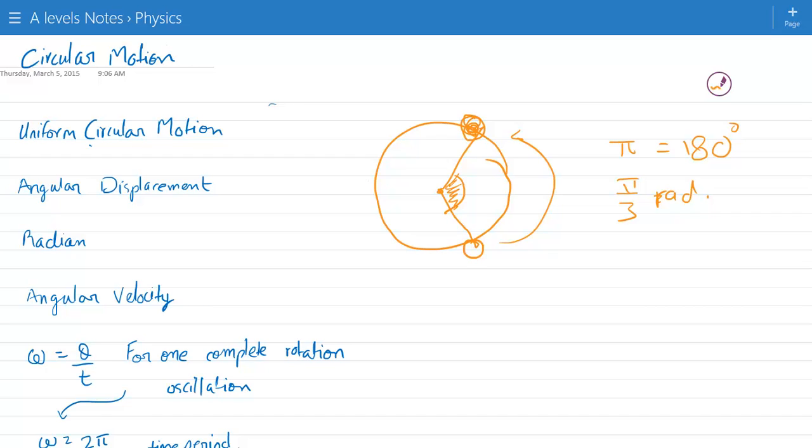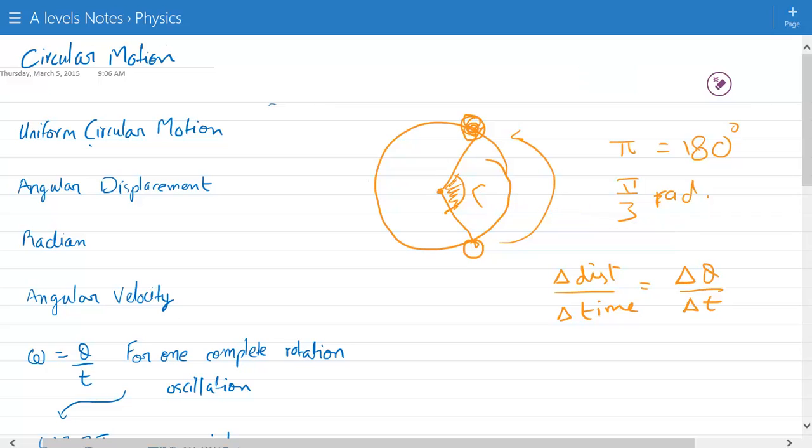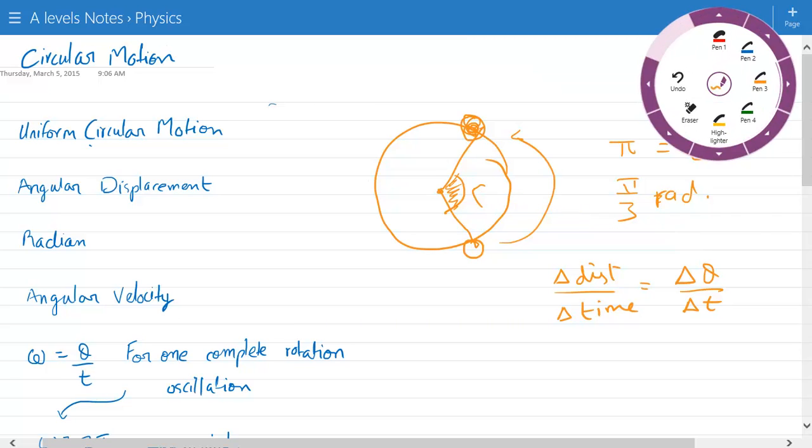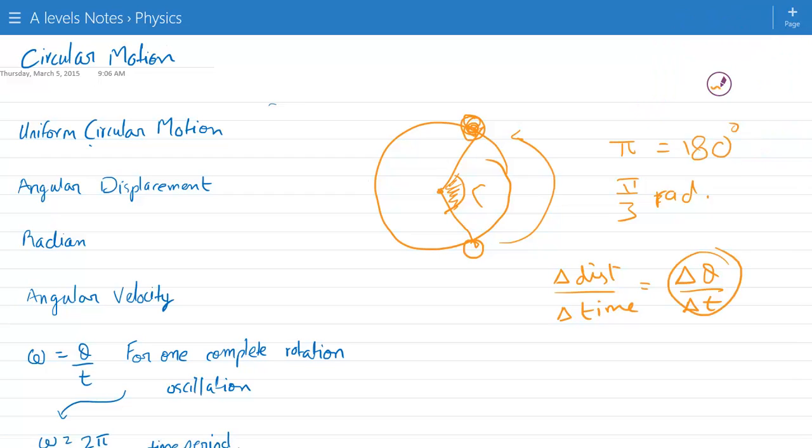Then you have angular velocity. Well, if you consider just normal velocity for a second, normal velocity is the change in distance over the change in time, right? In this case, the only thing that changes is that instead of distance, you have change in theta over change in time. And theta is our trusty little angle here, the angle that is angular displacement, essentially, not just any other displacement. And this thing becomes angular velocity. Right, moving on.